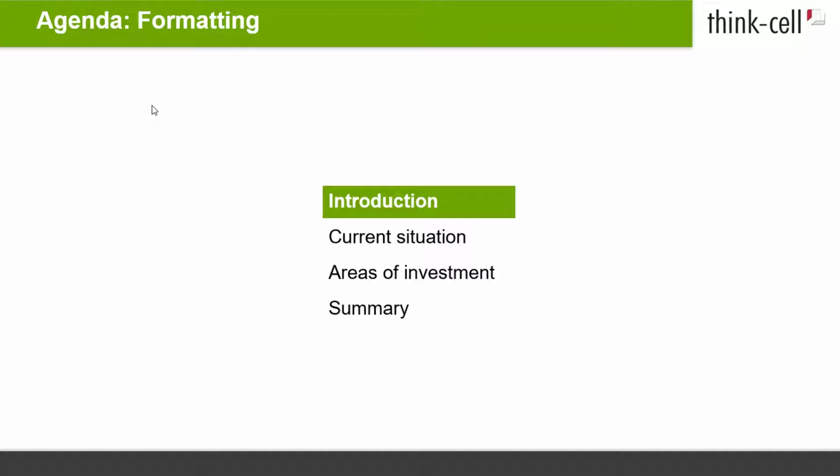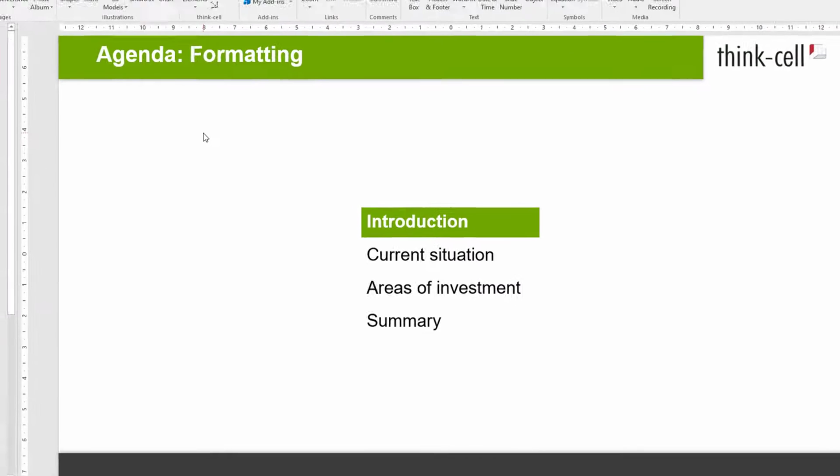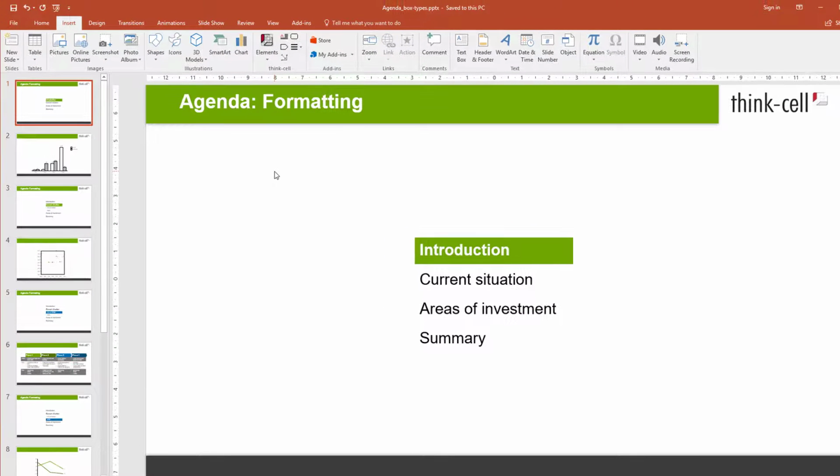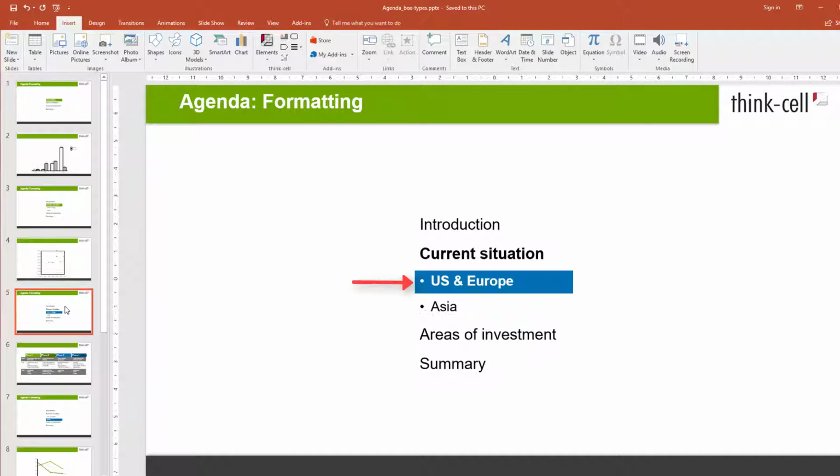In addition to offering predefined agenda themes, thinkcell gives you the option to style each type of chapter box individually. The most common examples of these types would be highlighted top-level chapter boxes or highlighted subchapter boxes. Let's see how this is done.